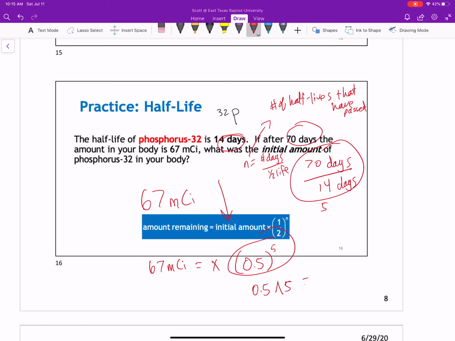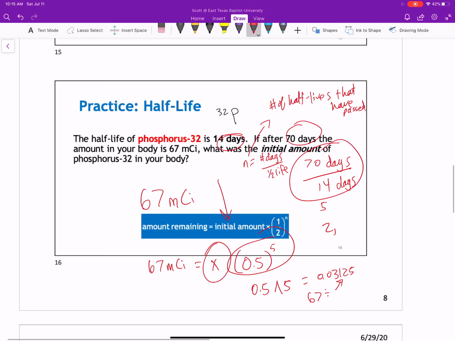So that's what I encourage you to do. And what I got is 0.03125. And now I'm going to take 67 divided by that number to isolate the x term by itself. 67 divided by my answer gives me 2,144 grams. Not grams, excuse me, millicurie. Like I said, that's a unit used in these types of problems.